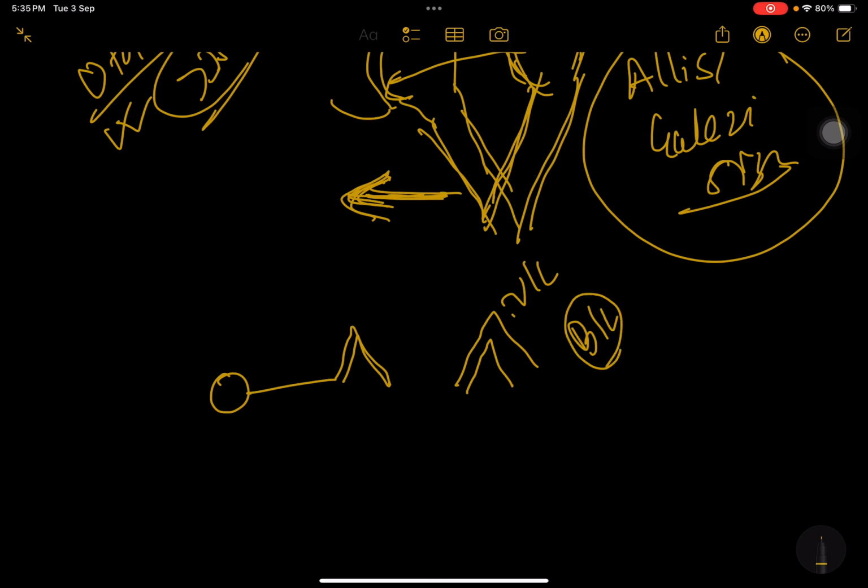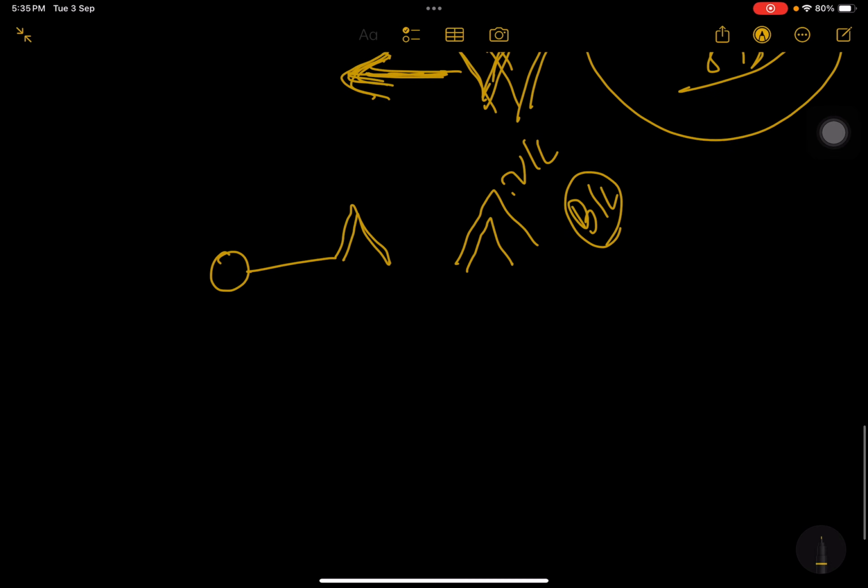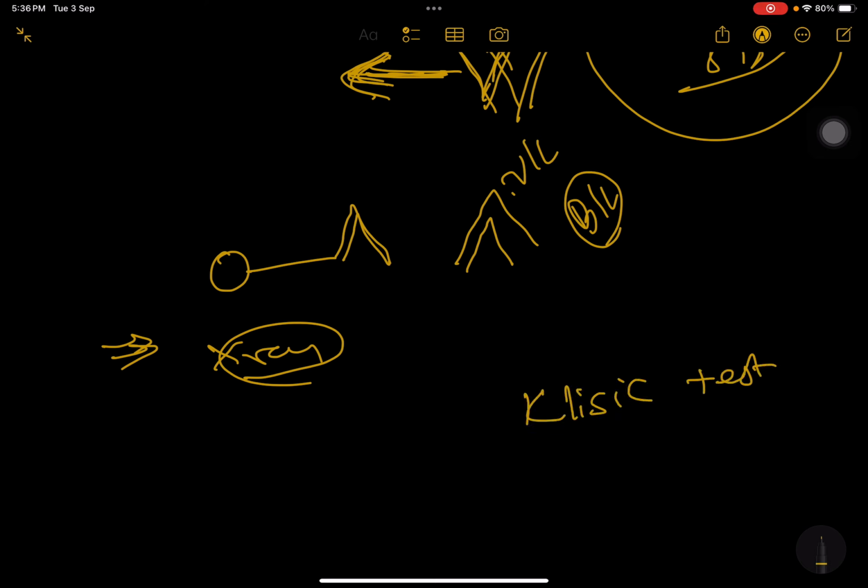you can actually look into the X-rays, or you can go through the Klisic test for bilateral DDH. Now, what is this Klisic test?